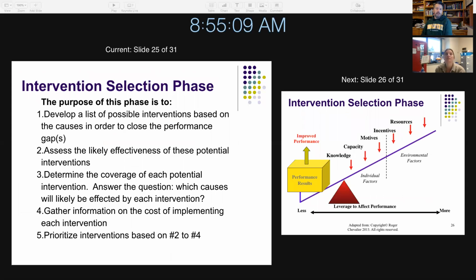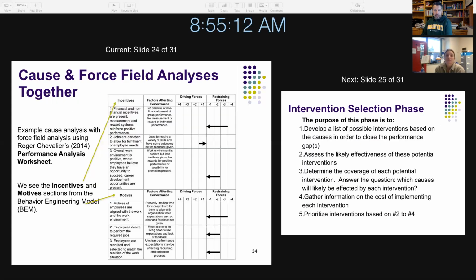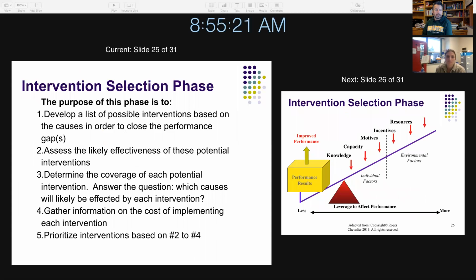When you're developing your interventions, when you finally have all your data laid out like this, and you see the big arrows that you want to address on the right side, the restraining forces, you want to brainstorm and create a list of possible interventions. And then you want to assess, and this is all done behind the scenes by the analyst or the consultant, the likely effectiveness of these potential interventions.